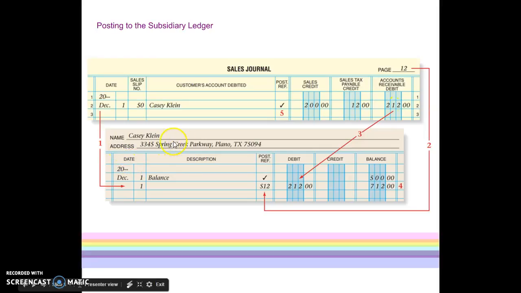So when we go and post in the subsidiary ledger, we find Casey Klein's subsidiary account. We also have an address here for contact information. And then we would post it as normal. So we would first put in the date, December 1st, which comes from the journal. We would post reference the journal it came from, sales journal page number 12. We would then debit the account for $212 and then carry over the new balance, an existing balance of $500 plus the $212 sale, meaning Casey Klein now owes us $712.